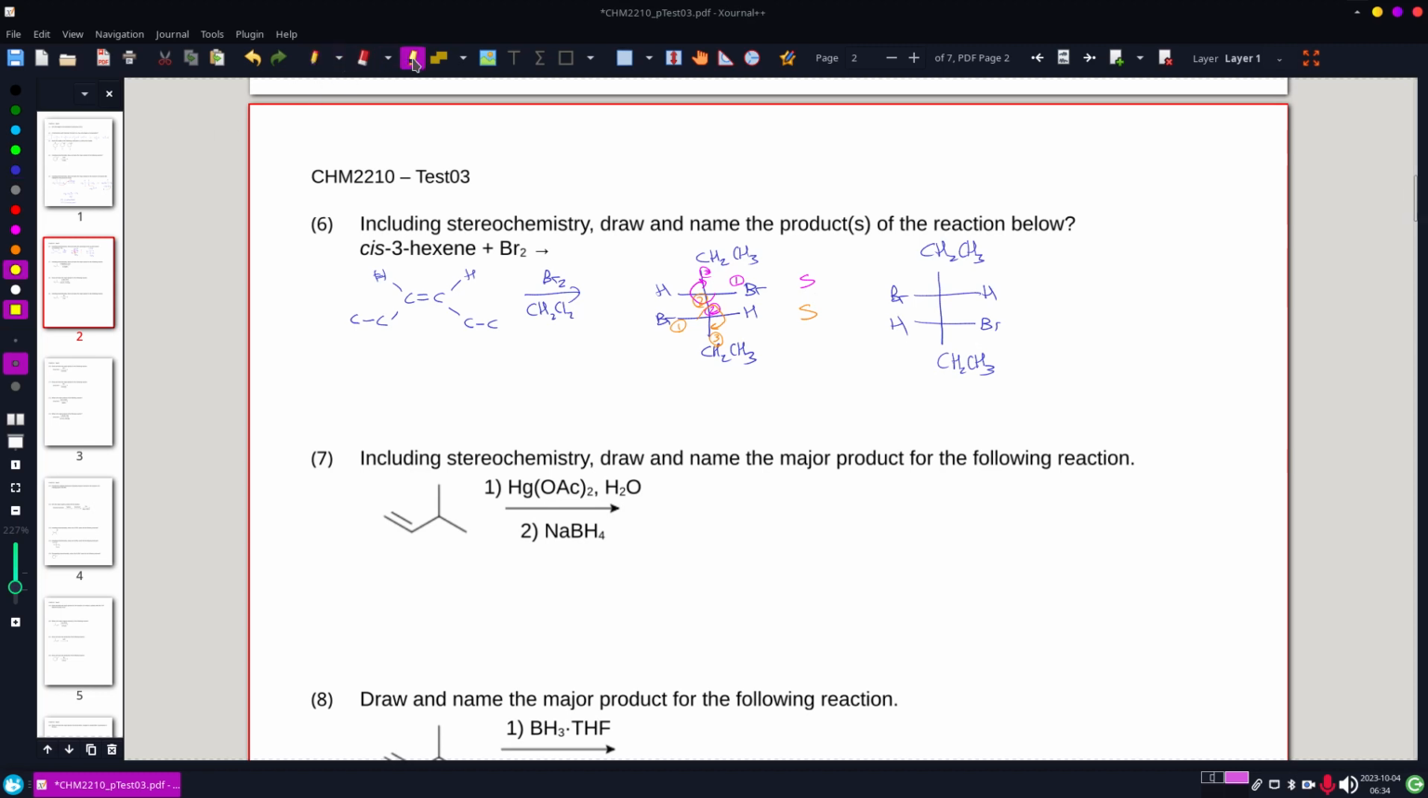So backbone-wise on this, to get the full name, I have 6 carbons with a bromine at 3 and 4. 3,4-dibromohexane. And the one that I'm under right there is 3R,4R. Then this one over here is 3S,4S-3,4-dibromohexane, giving us our two major products of that particular reaction.